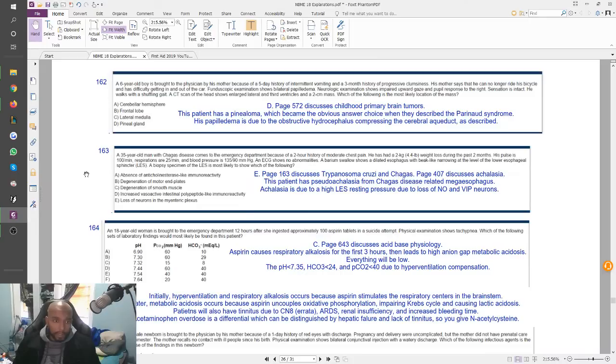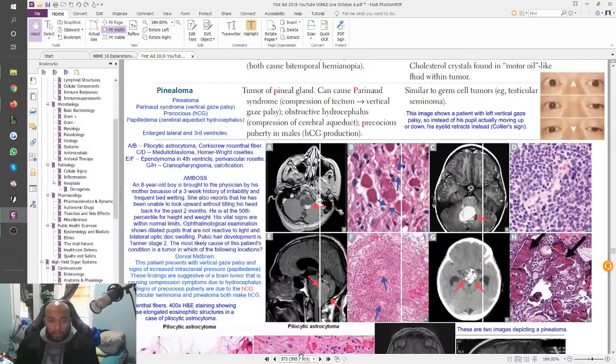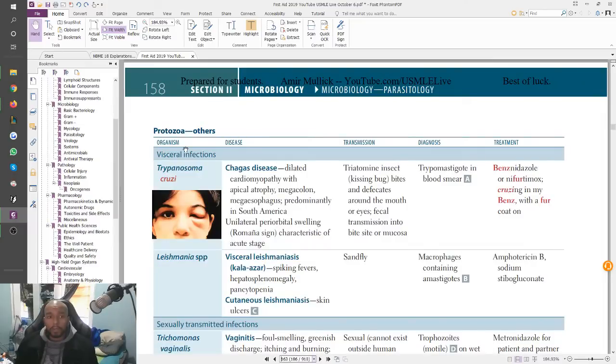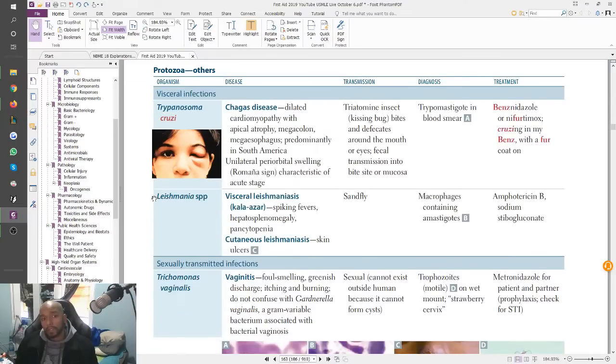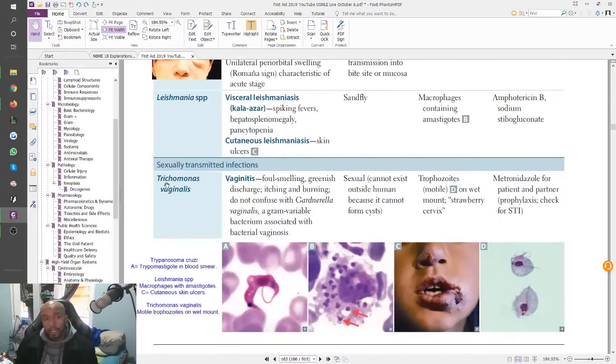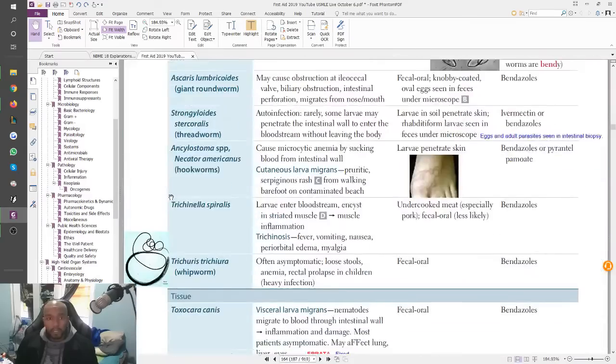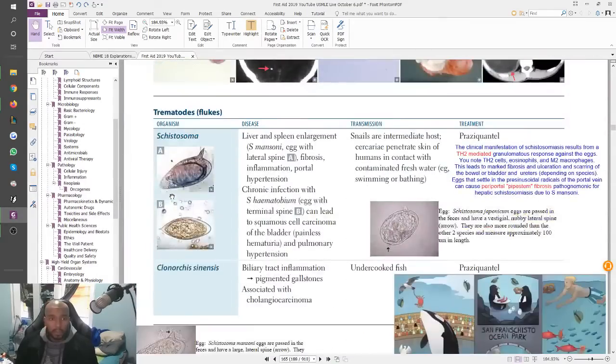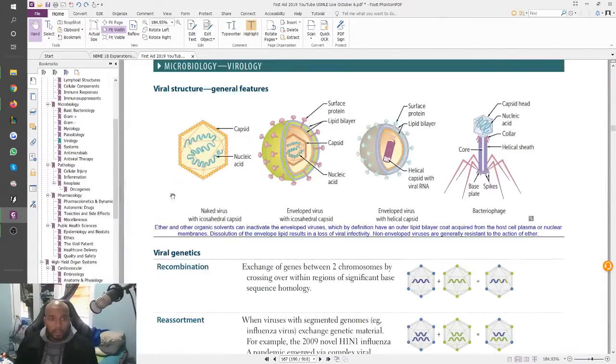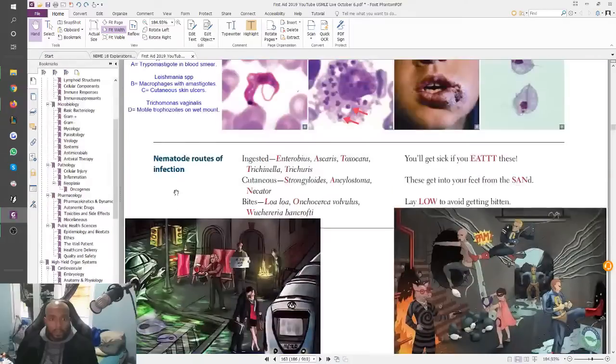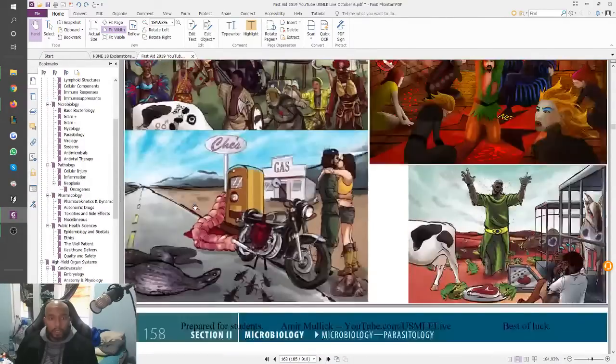So you just pick E, loss of neurons in the myenteric plexus. That's it, right? So let's take a look at these things. 163 discusses Trypanosoma cruzi, which they really love talking about in NBME. I've seen so many questions on Trypanosoma cruzi, so many questions on Leishmania. Right? I haven't seen Trichomonas yet, and then I saw a lot of questions on before that. Let's see. So definitely these two, Leishmania and Trypanosoma.